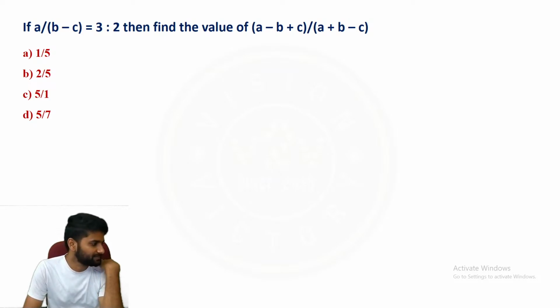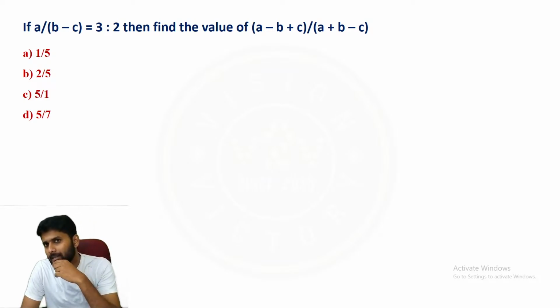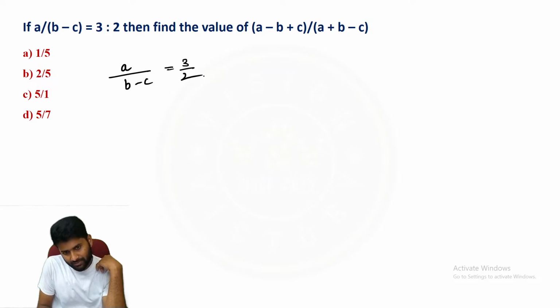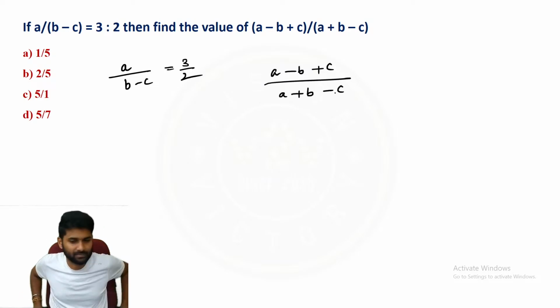Go through this question. A divided by B minus C is equal to 3 by 2. What is the value of A minus B plus C divided by A plus B minus C?